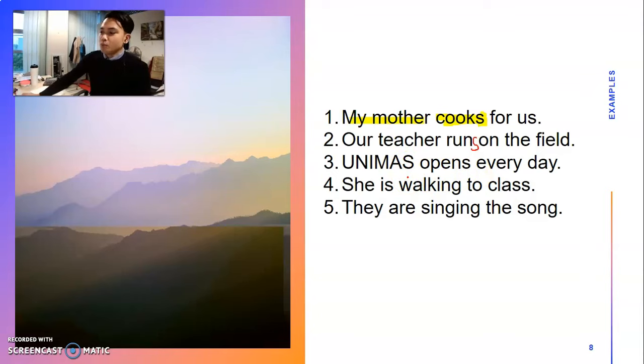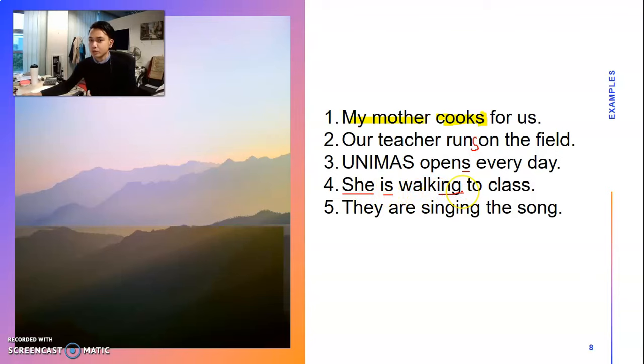Unimas is a subject, opens every day. Unimas is a singular proper noun, subject. Okay. Unimas is singular, so the verb open must end with S because terbalik. Right? Number 4. She is walking to class. She is a singular pronoun. Alright, so because she is a singular pronoun, you use is, not are. Alright, like I said just now. Okay, so she is walking to class.